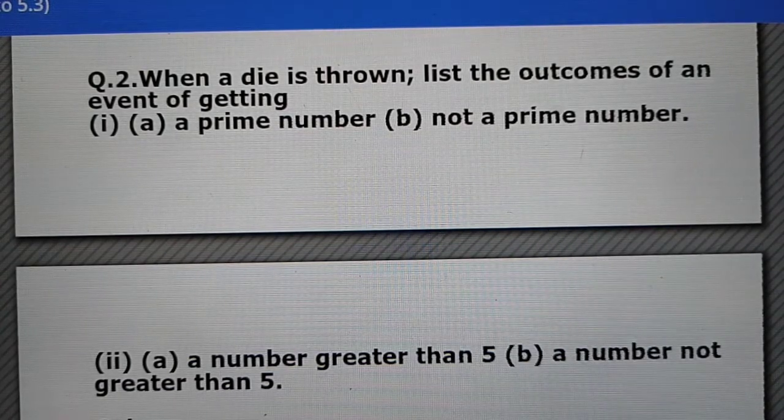Alright, now the second part, a number greater than 5. A number greater than 5 means which number is greater than 5?